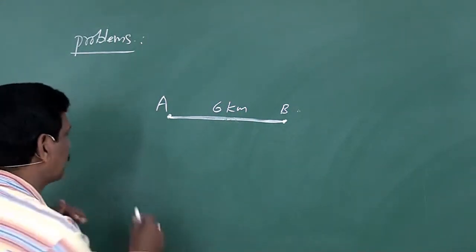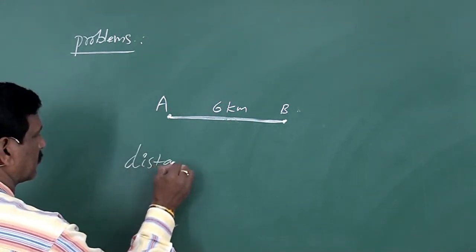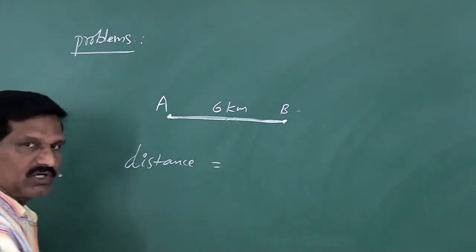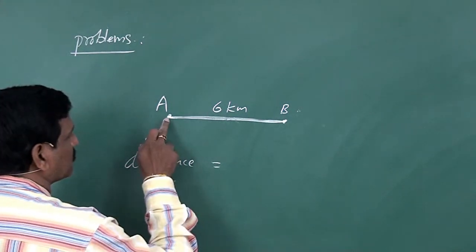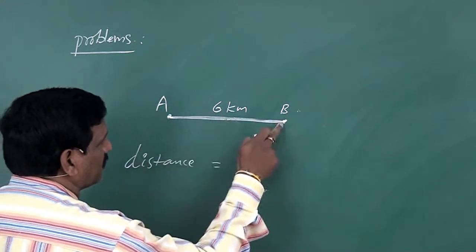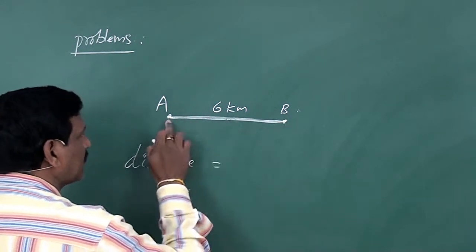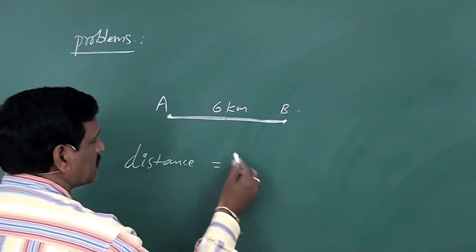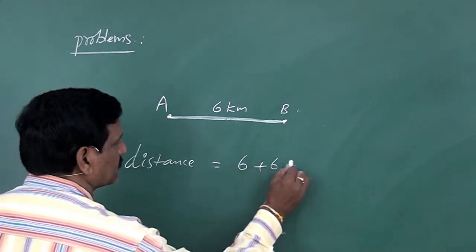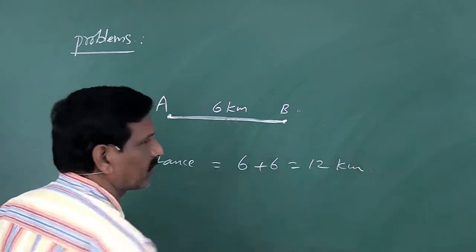So distance here is the actual path length. The person started from A and moves from A to B, 6 km. Then again from B to A, 6 km. So the distance travelled here is 6 plus 6. This is 12 km.